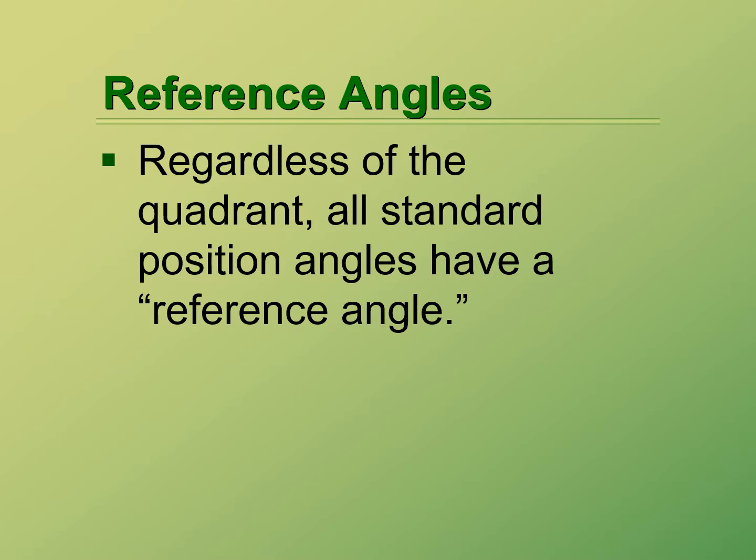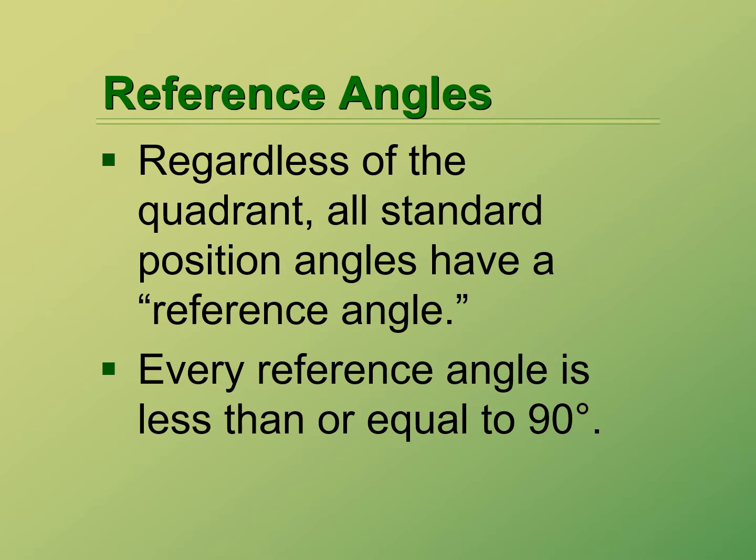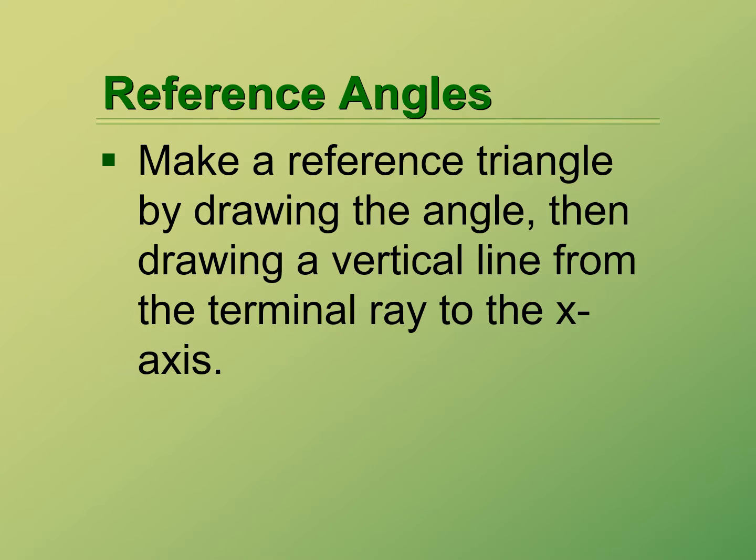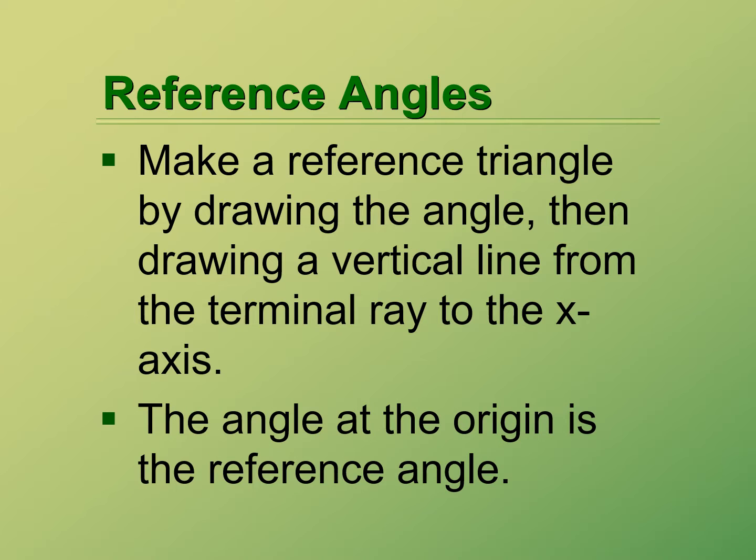So we will be using reference angles to figure out our trig ratios. You have to remember that no matter what quadrant you're in, either 1, 2, 3, or 4, all standard position angles have what's called a reference angle. And every reference angle is going to be less than or equal to 90 degrees. You make a reference triangle by drawing the angle, then drawing a vertical line from the terminal ray to the x-axis. And then the angle at the origin is the reference angle.